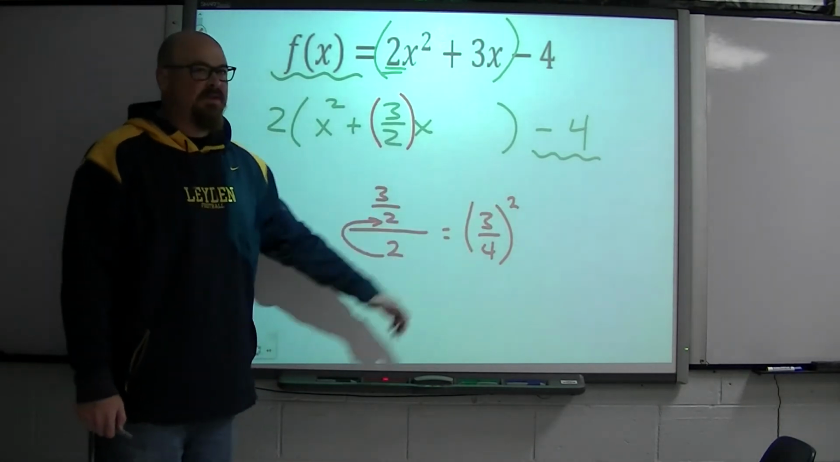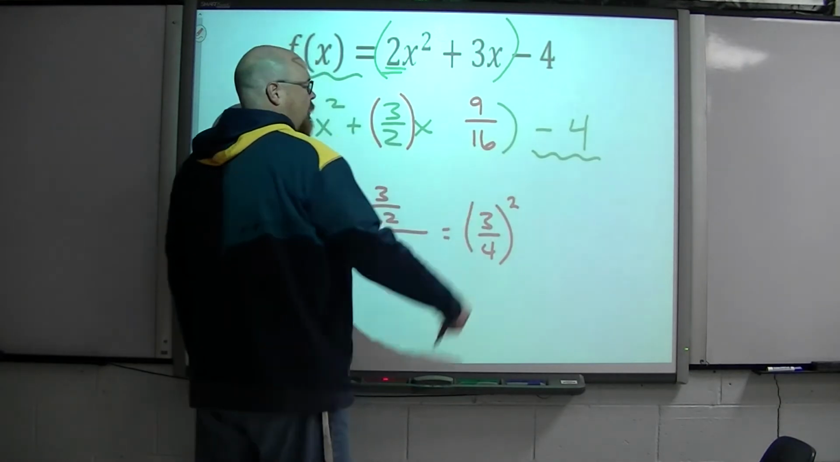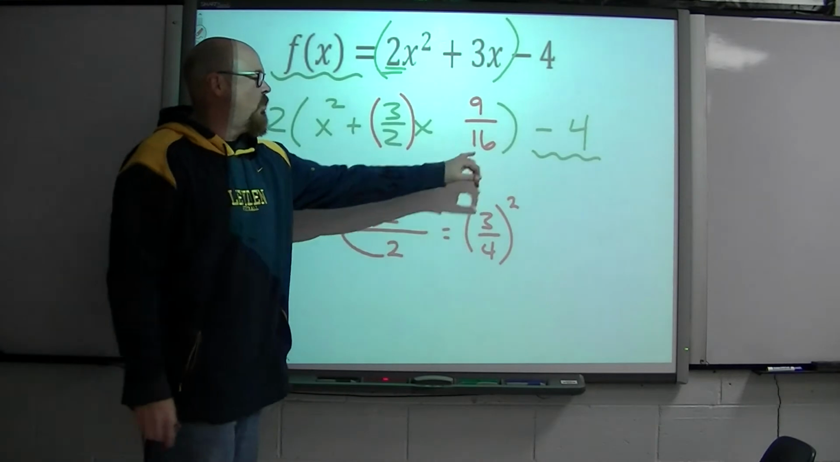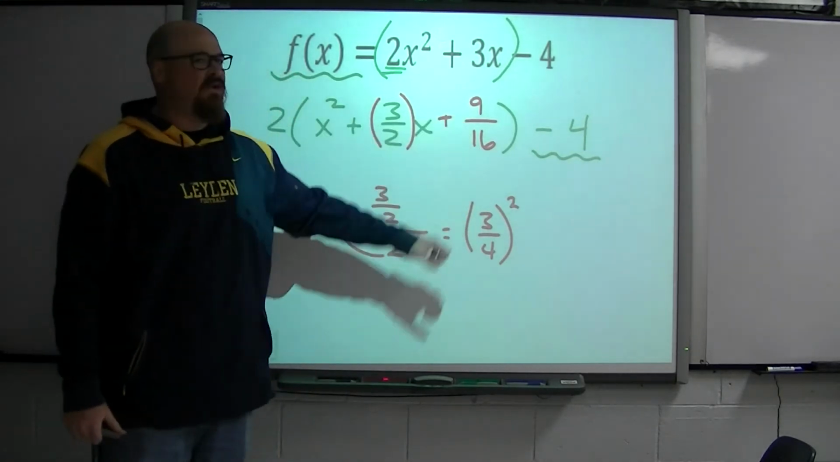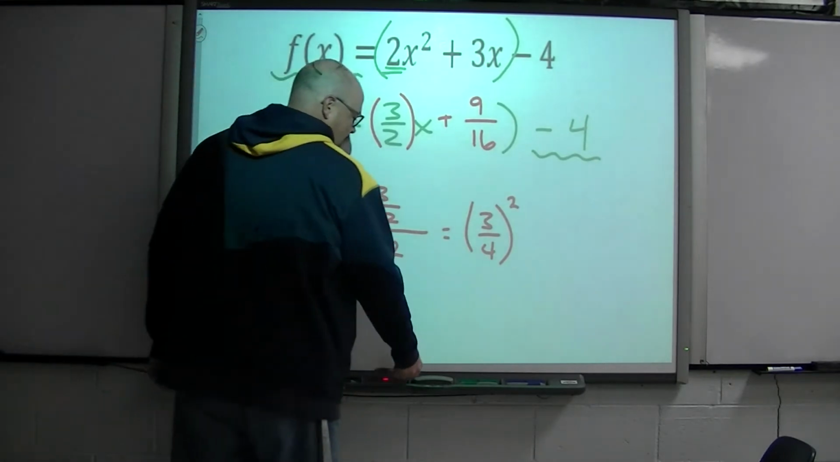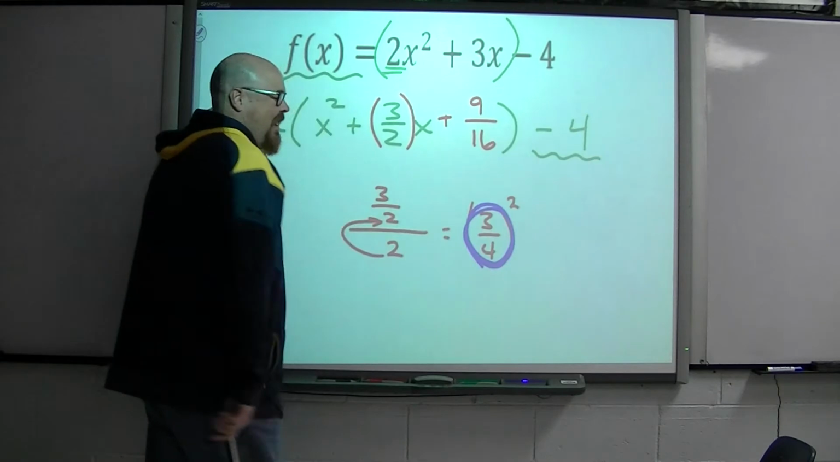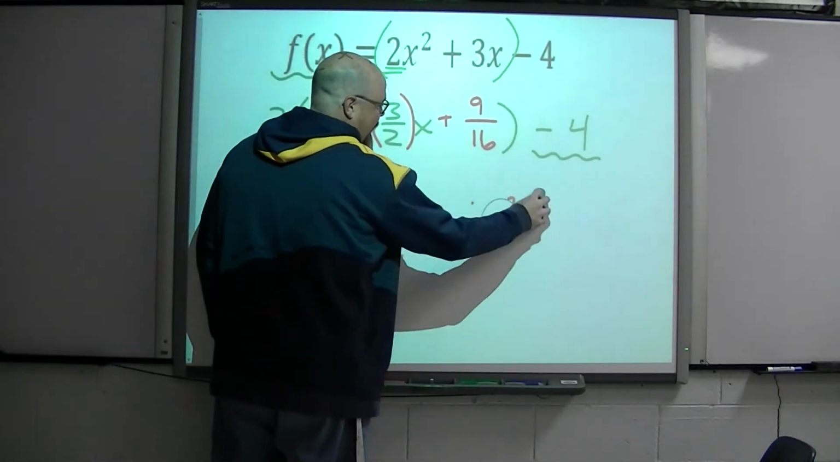So 3/4 squared is 3 squared over 4 squared. And that number, when we take half of this and then we square it and we put it back in, we're adding that value into this quantity. Okay? Now, remember this. Remember that. We're going to come back to it. I have to erase it now because I'm running out of space, but we will come back to that idea.